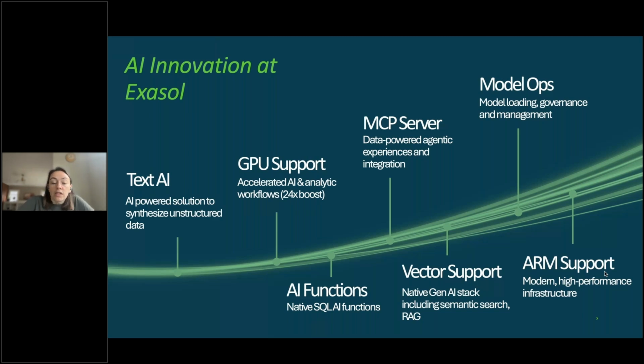So coming shortly is GPU support. This is going to be absolutely critical for AI workloads because GPUs give us, in some testing, up to a 24x performance boost over CPUs. Now, when we talk about speed and performance at Exasol, we always want to continue to invest and iterate there. So this GPU innovation and investment is just going to make your workloads even faster.